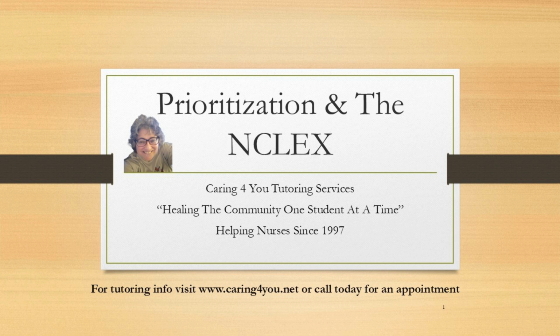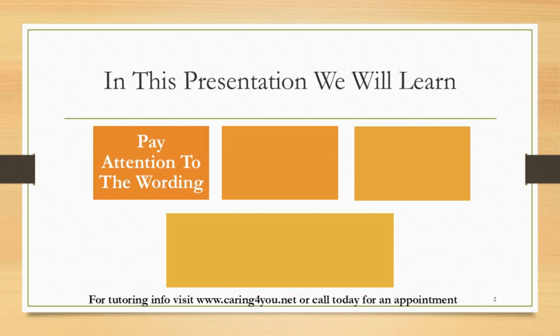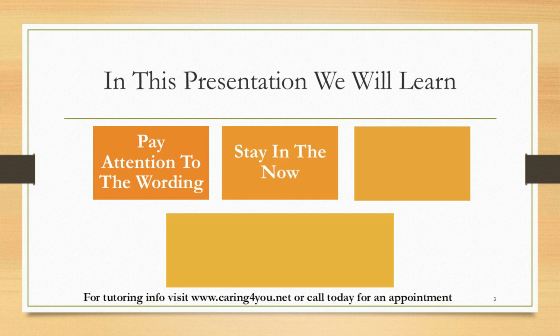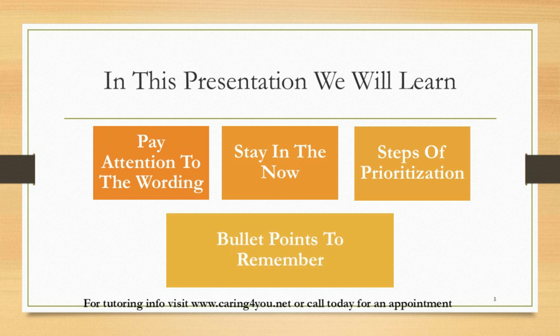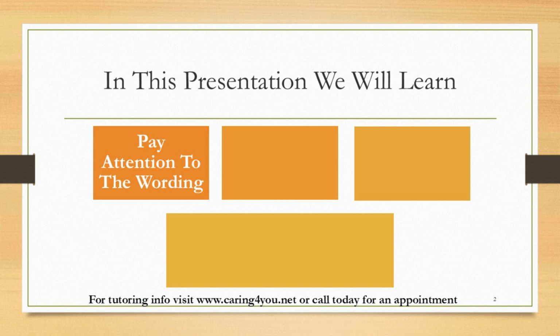Okay? And we're going to learn this by first paying attention to the wording. The second thing we're going to look at is we're going to prioritize by staying in the now. We're going to prioritize by learning the steps of prioritization. And then the fourth thing that we're going to learn in order to be able to prioritize our answers is various bullet points that I want you to remember. So let's look at the first. Pay attention to the wording. What is that all about?